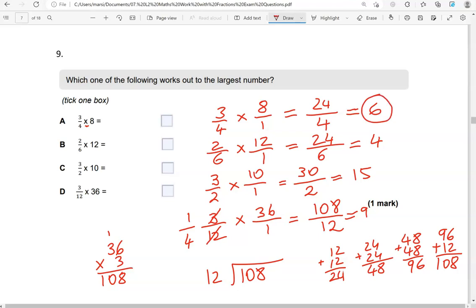This is equal to 6, this is 4, this is 15, and this is 9. The question was, which one of the following works out to the largest number? The largest is 15. So that's third option, option C.